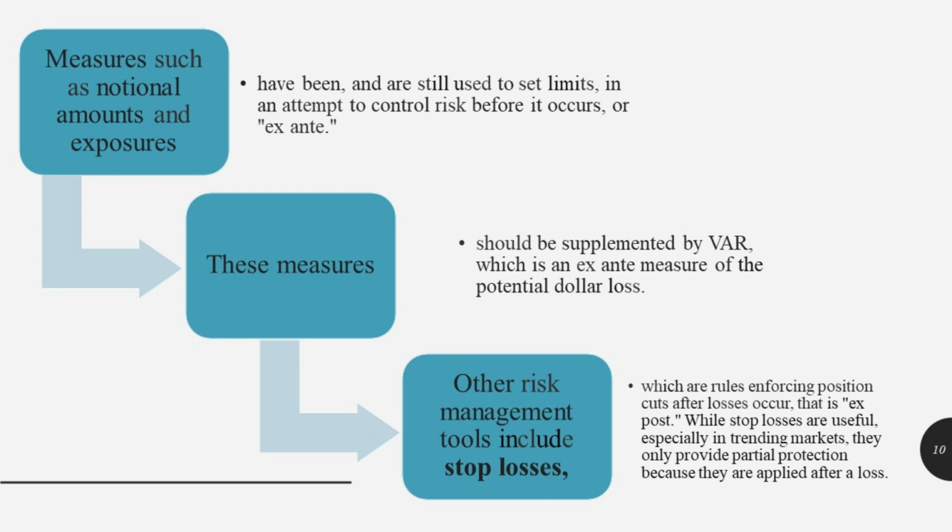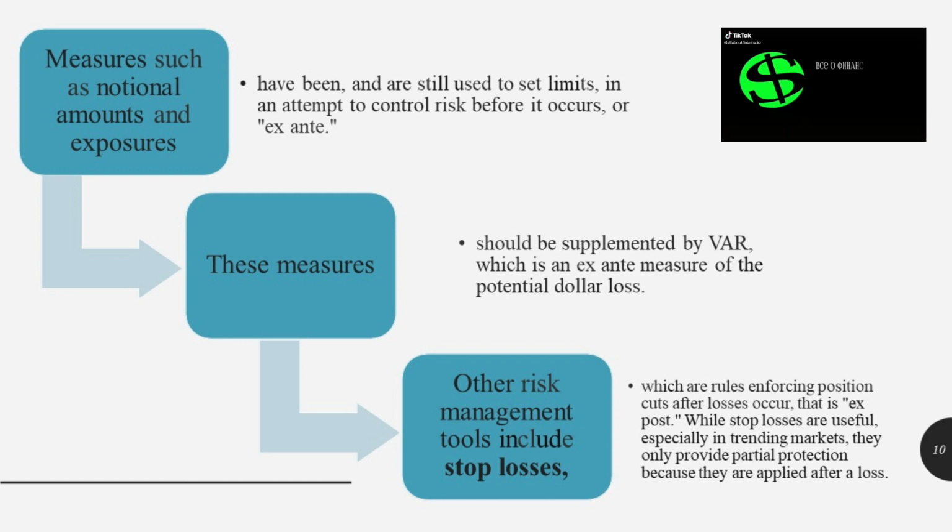Okay, measures such as notional amounts and exposures have been and are still used to set limits in an attempt to control risk before it occurs, or ex ante. These measures should be supplemented by VaR, which is an ex ante measure of the potential dollar loss. Other risk management tools include stop losses, which are rules enforcing position cuts after losses occur. While stop losses are useful, especially in trending markets, they only provide partial protection because they are applied after a loss.